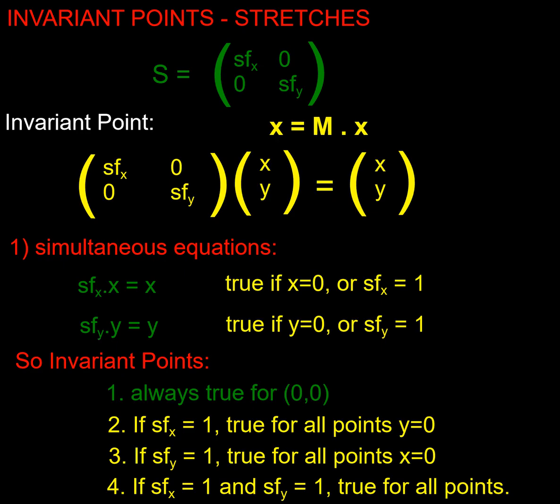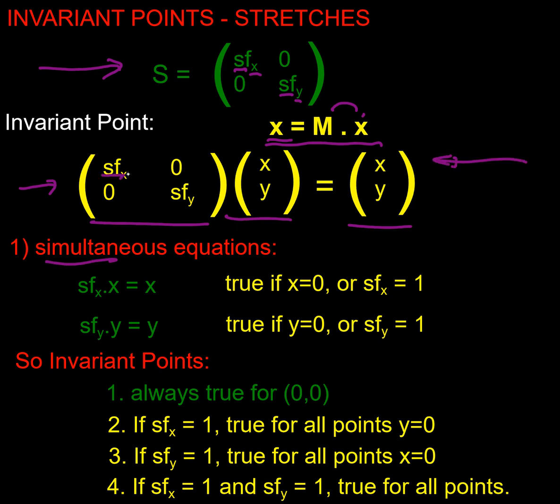Okay, let's have a quick look. Stretch matrix: stretch factor in the x direction, stretch factor in the y direction. The matrix operating on x must equal x, therefore that line must be true. If I treat this as simultaneous equations, my top line left hand side is just the scale factor in x times x, and that must equal x. Well, that's true if x equals 0, or if the scale factor is 1. It's a special case, isn't it? And the second line tells me the scale factor in y times y must equal y. So either y equals 0 or the scale factor in that direction is 1.